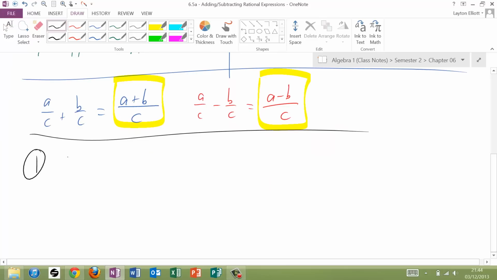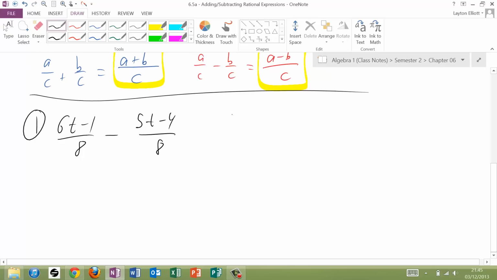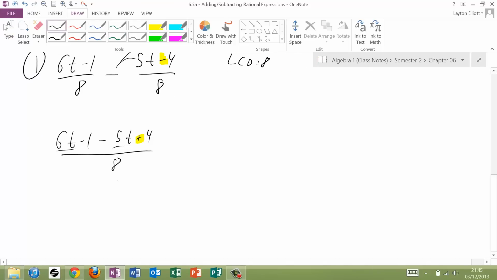Number 1. 6t minus 1 over 8, minus 5t minus 4 over 8. I can state an LCD of 8, but it's already in terms of an LCD of 8. So what I'm really going to do is just take my numerator, 6t minus 1, and I'm going to subtract this using the distributive property. Minus 5t plus 4 all over 8. That plus is essential because that's from distributing the negative. And then the 6t and the negative 5t give us t, the negative 1 and the positive 4 give us plus 3, all over 8.